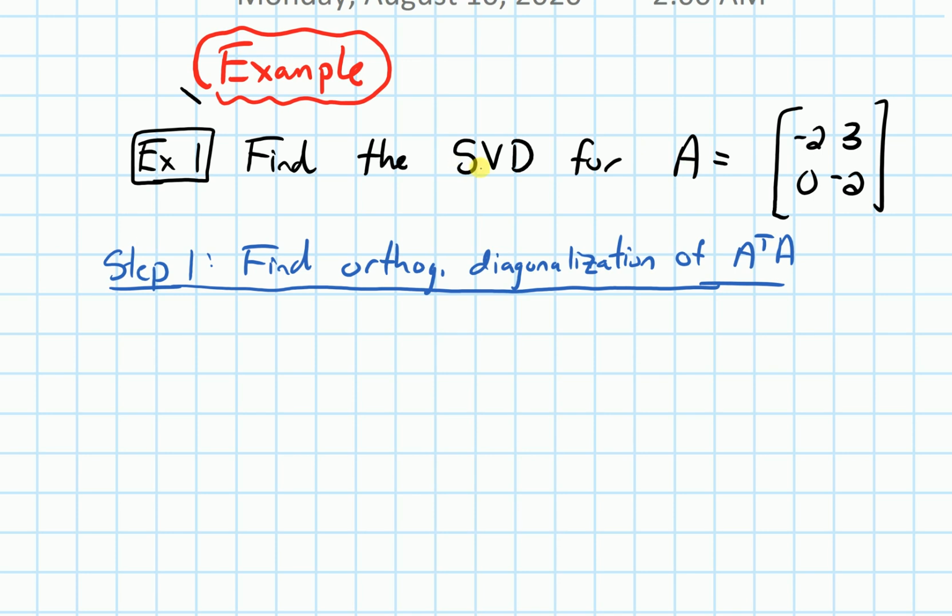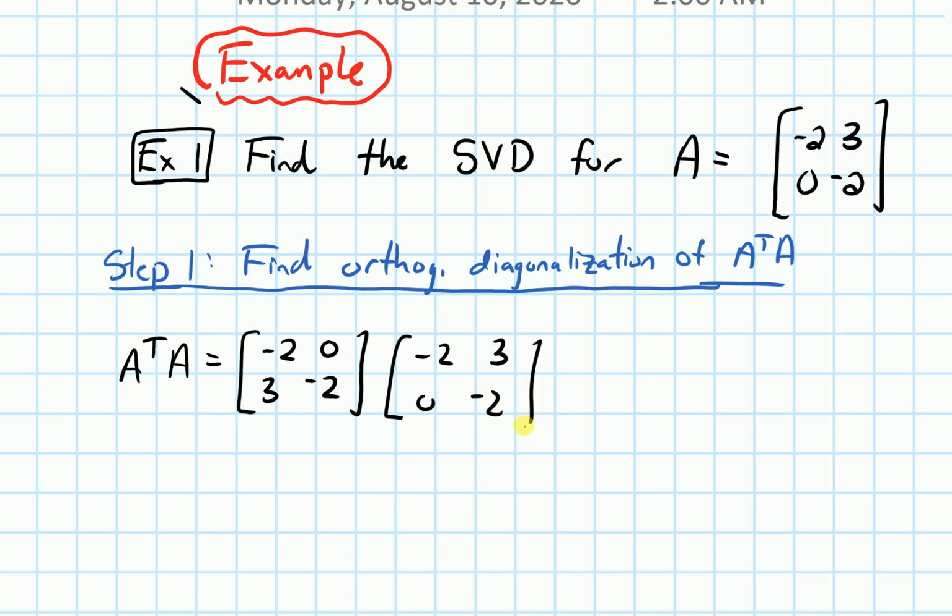If I want to find the singular value decomposition, what we do first is we find the orthogonal diagonalization of A transpose times A. So let's write down A transpose times A. So this matrix transpose, so I'd keep the negative 2's there on the diagonal. The 3 would go down here, the 0 would go up there, so that's going to multiply A. So negative 2, 3, 0. And if we multiply these two matrices, I'm going to do this quickly, we end up with 4, negative 6, 13.